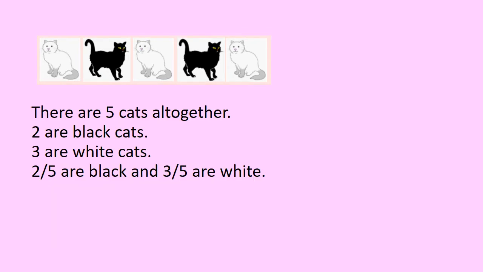So your description should be, there are 5 cats altogether, 2 are black cats and 3 are white cats. So 2/5 or 2 out of a total of 5 are black and 3/5, 3 out of a possible 5 are white.